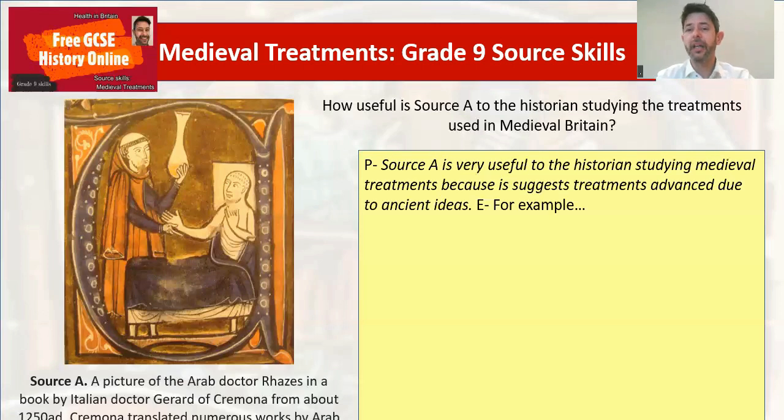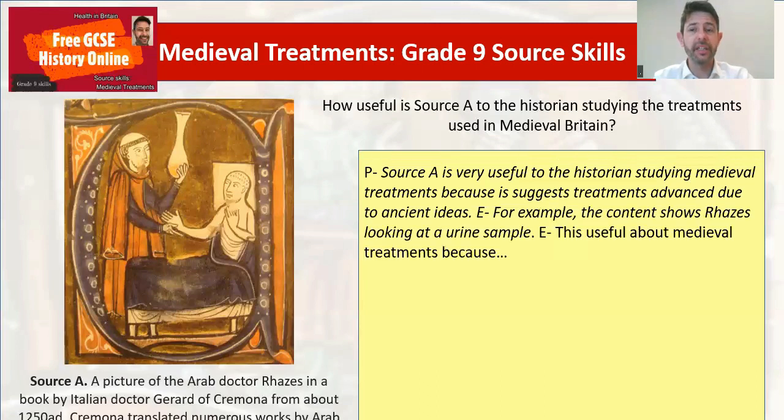Here's my idea. So, source A is very useful to historians studying medieval treatments because it suggests treatments advanced due to ancient ideas. So that's one of the suggestions we made, ancient ideas. Then give some evidence. So now we want to say, for example, the source shows, we want to give some evidence from the source. Keep it just one sentence. Okay, give it a go. So here's my idea. For example, the content shows Razi is looking at a urine sample. Very short, very simple. I want to keep the source work to a minimum, and I want to spend my time doing the knowledge to explain this, not describing the source. If I spend my time describing the source, I'm going to get about 4 marks if I'm lucky.